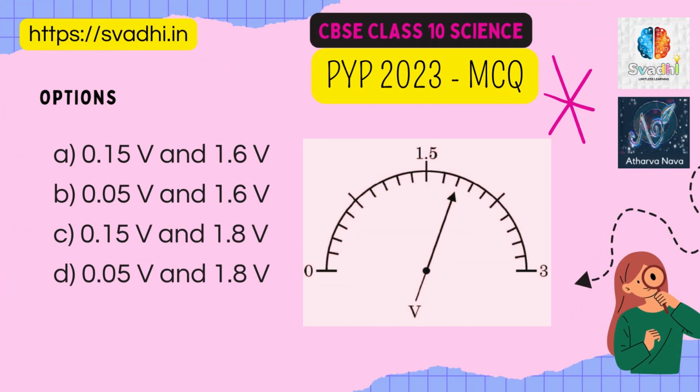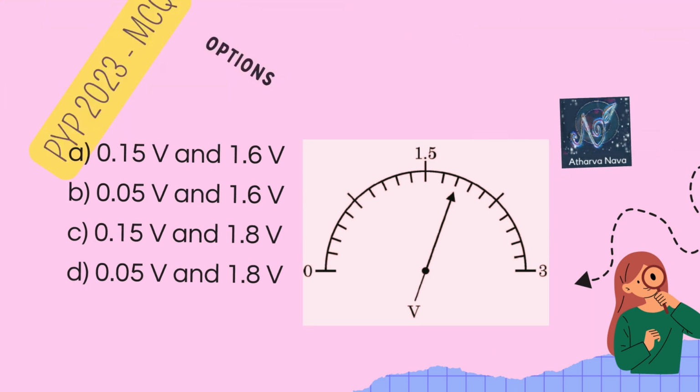A. 0.15 V and 1.6 V, B. 0.05 V and 1.6 V, C. 0.15 V and 1.8 V, D. 0.05 V and 1.8 V.